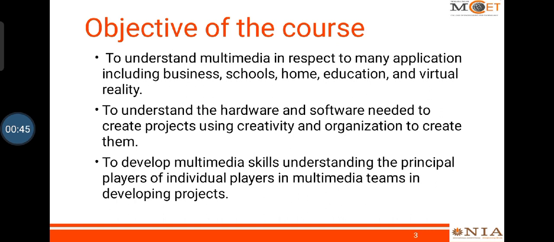So to understand the various hardware and then software requirements to develop the multimedia oriented projects and to develop the multimedia skills, to understand the principal players of individual players in multimedia teams in developing the project.